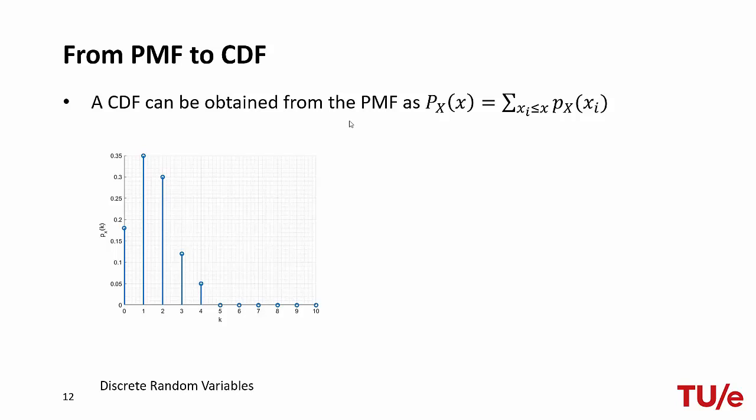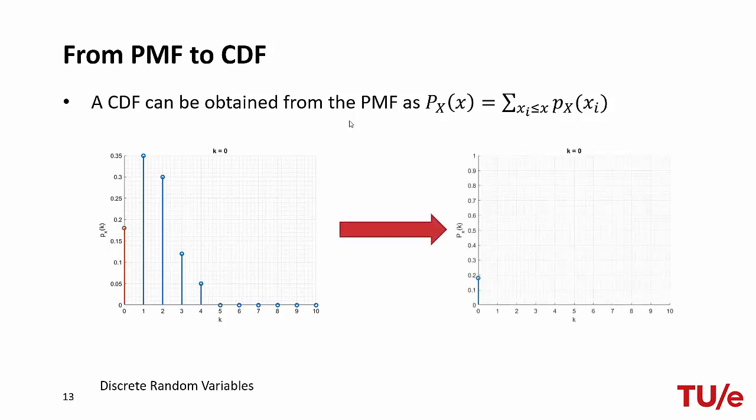For example, in the slide we have a PMF provided by the stem plot. To obtain the CDF at 0, I need to sum all the PMF values for k equal or smaller than 0. In this case, we only have the value at 0, so the CDF at 0 is equal to 0.18, exactly as the PMF at 0. For 1, I will sum the values at 0 and 1. For 2, I will sum the values at 2, 1, and 0, and so on for all the rest of the values in the range.